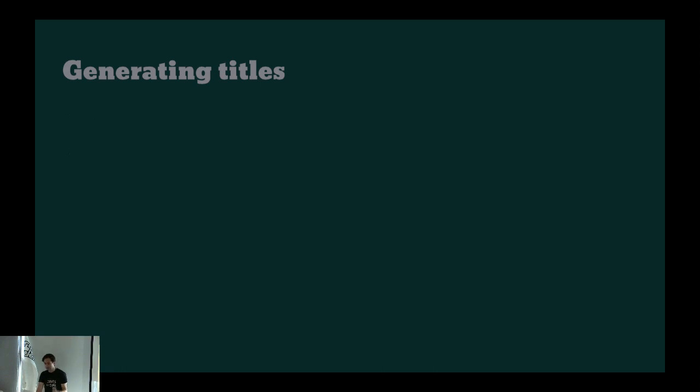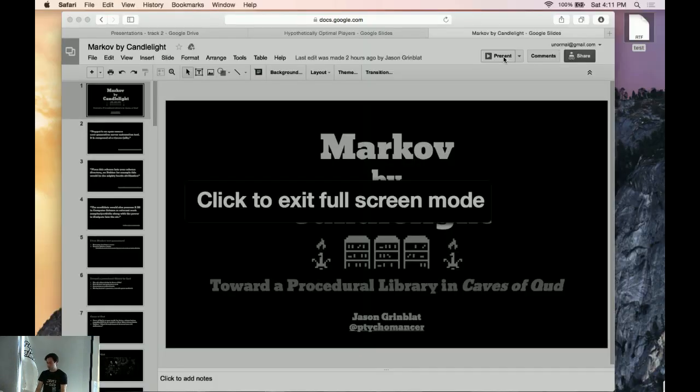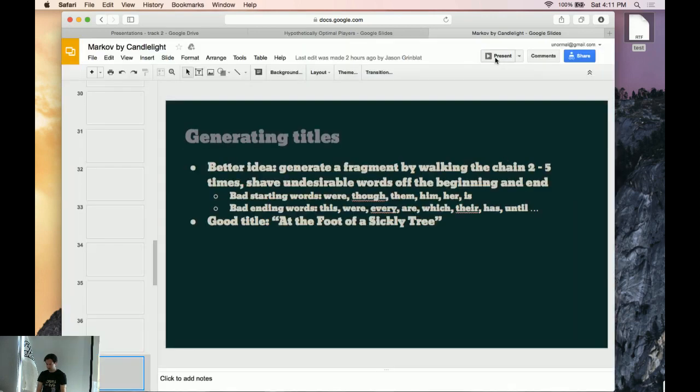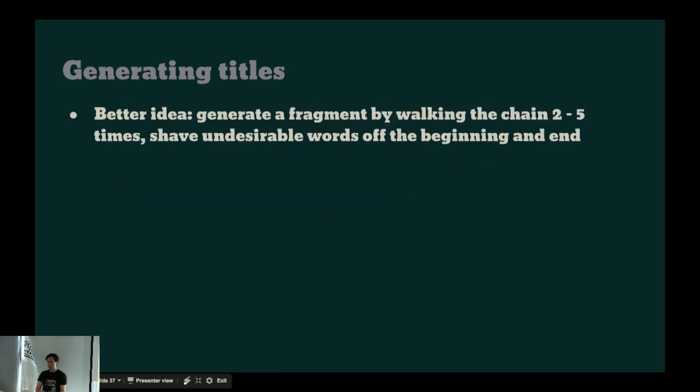And so that led me to my second idea, which is a much better idea. I generate a fragment of text by walking the chain 2 to 5 times, and then I just shave undesirable words off the beginning and end of the text.